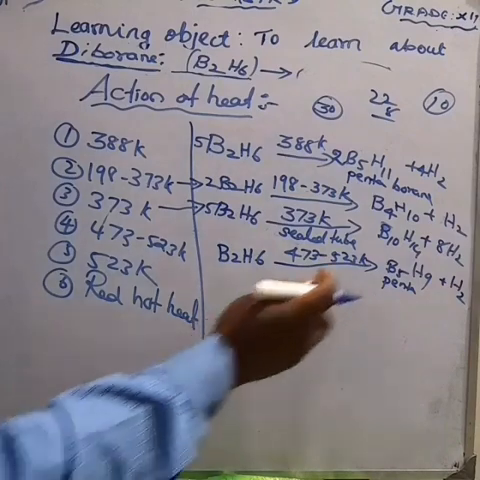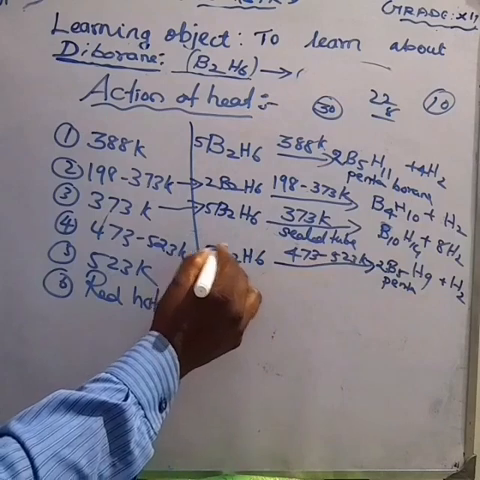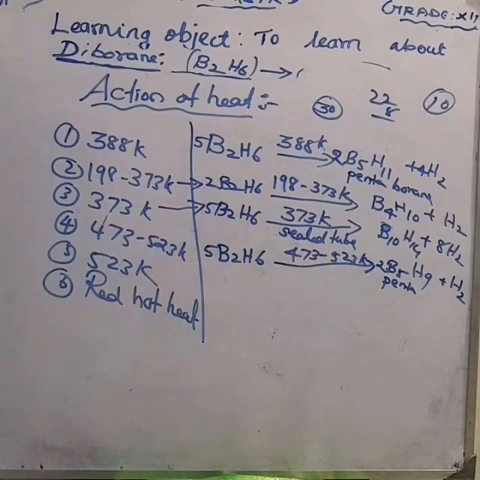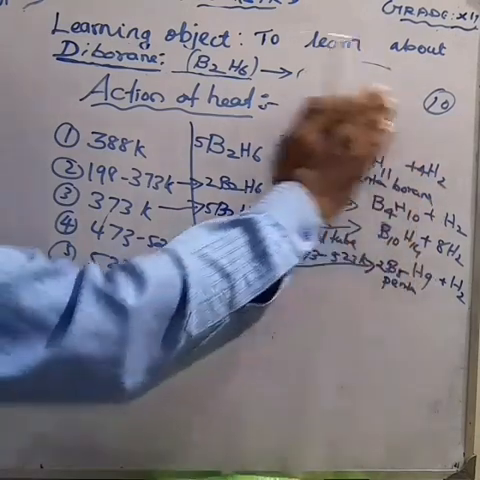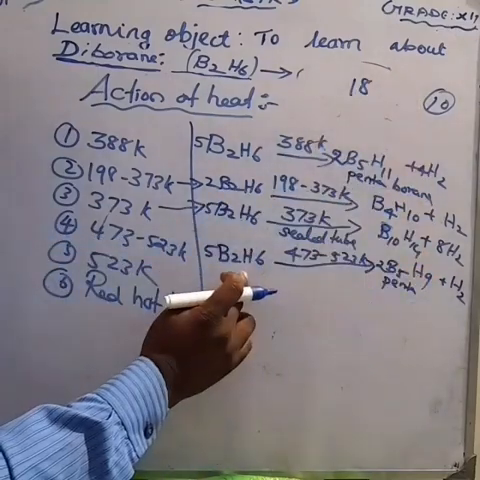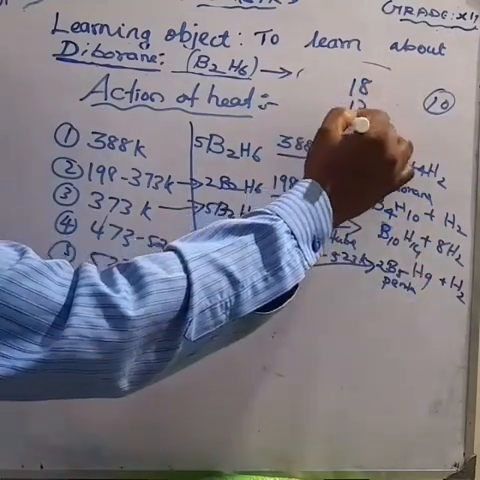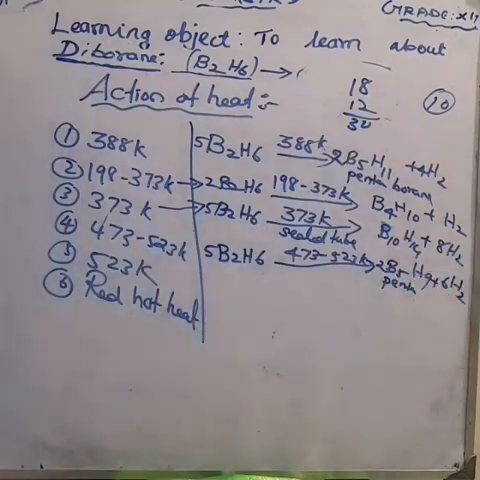So how can you balance the reaction? The product side, if you multiply by 2, 2 into 5 is equal to 10. Come to the reactant side, 5 into 2 is equal to 10. Here, how much hydrogen is there? 5 sixes are 30 hydrogen. Come to the product side, 9 into 2 is equal to 18. Then we need 12 more hydrogen. If you multiply 6 into 2 is equal to 12, we get 30. Now the equation is balanced.